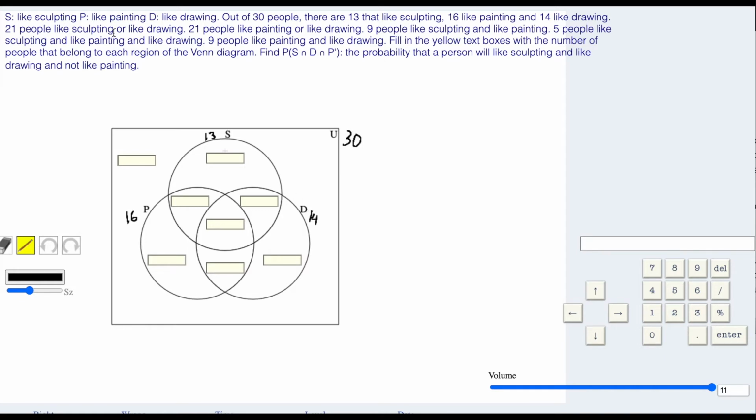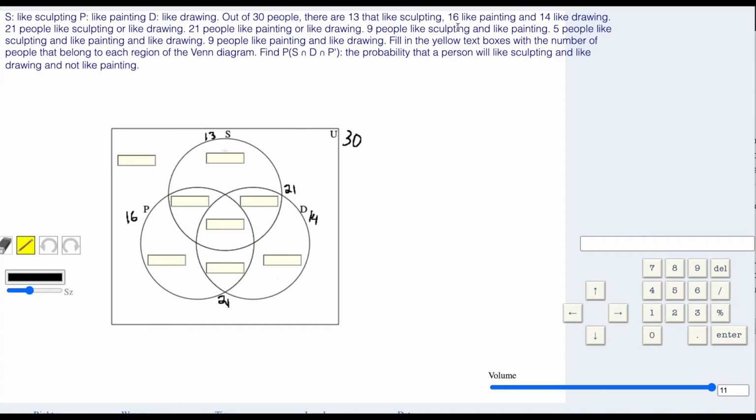21 people like sculpting or like drawing. Sculpting, drawing, I'm going to put a little 21 right here because sculpting or drawing is all of that. So I'm going to put a little 21 just to say that we're talking about that region. 21 people like painting or like drawing. I'm going to put a 21 down here to indicate these two regions combined.